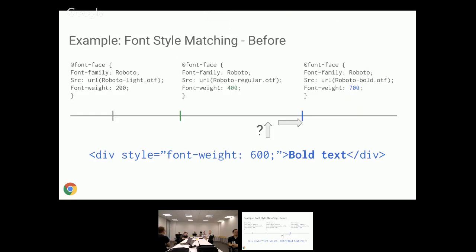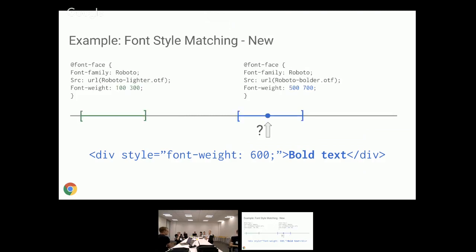So looking at an example for the new font selection algorithm, this is the old variant. This is what it was before. So we have three font faces declared. We have Roboto in font weight 200, font weight 400, and font weight 700. And then we have a div styled to use font weight 600. So how do you find the right font? You go on this gradient of font weights, start at the 600 position and see that there is none at 600. And the nearest one here is the 700. So you're searching towards the bolder ones first, and we find the 700.